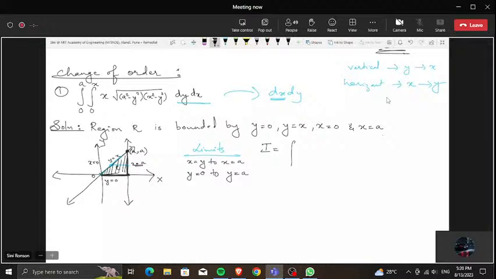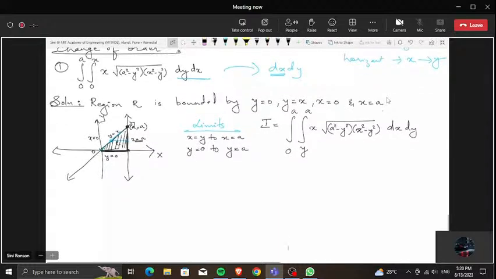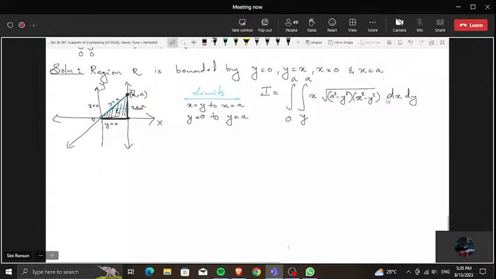Okay, so now I am rewriting my function. There is no change in the function, x into under root of a squared minus y squared, x squared minus y squared, and we are changing the order to dx dy, and the new limits for dx dy are y to a and 0 to a. Is everything clear up till this step? Yes or no, students? Okay, fine. So now we have to integrate it.